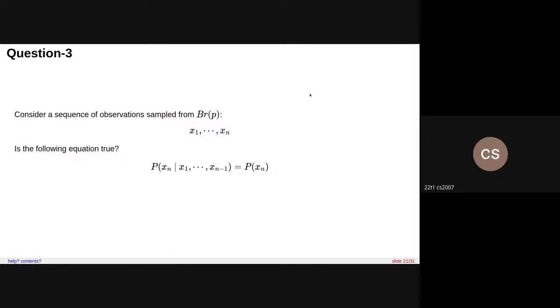Yes, okay, why is this correct? Independent. Okay, so how is this different from saying that P of xi given xj equal to P of xi? How is it different from that, or is it the same?